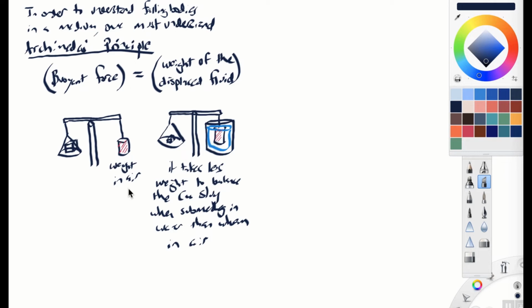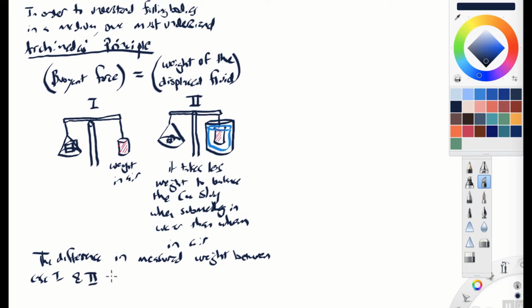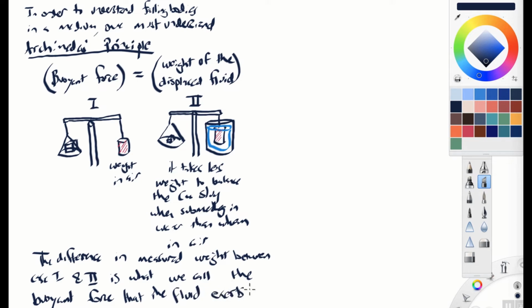Okay? So the difference in measured weights, that is how much it takes to balance here compared to how much it takes to balance here, maybe we'll call this situation 1 and situation 2. The difference in measured weight between case 1 and case 2 is what we call the buoyant force. The buoyant force that the fluid, the water in this case, but it could be a different fluid, of course, exerts upward on the submerged object.